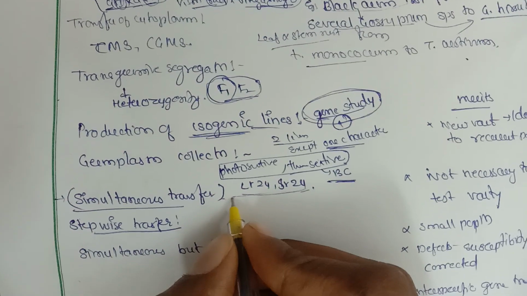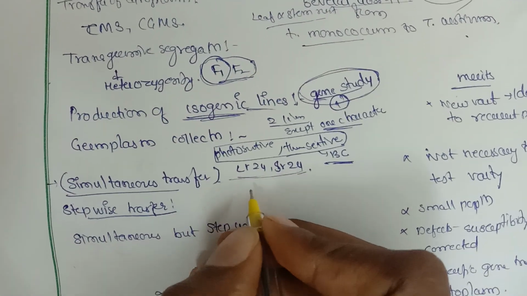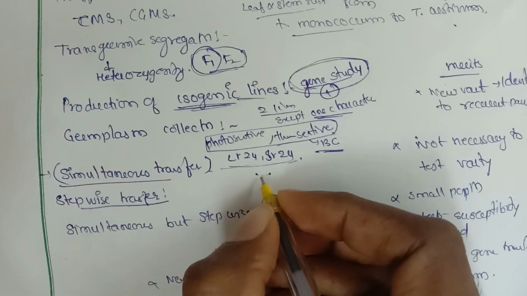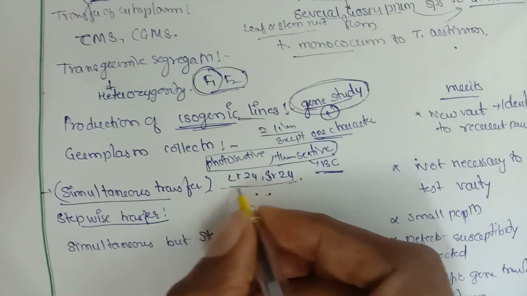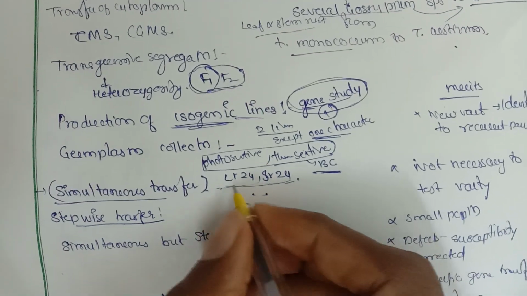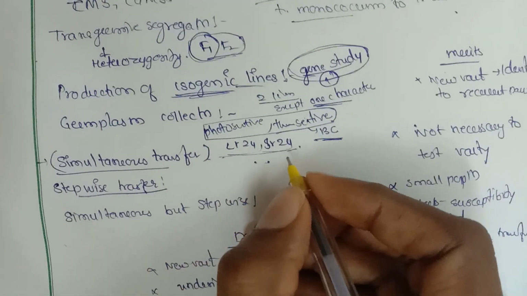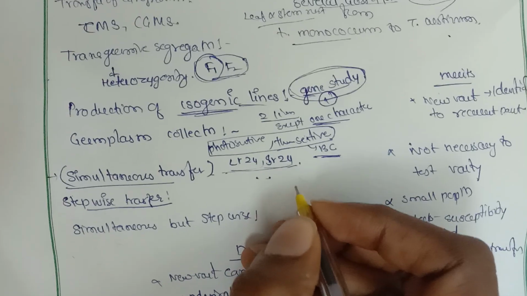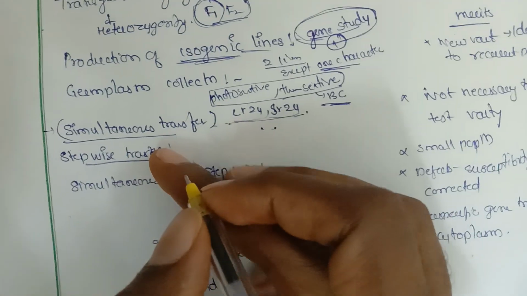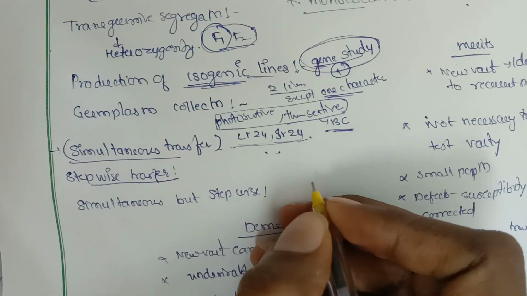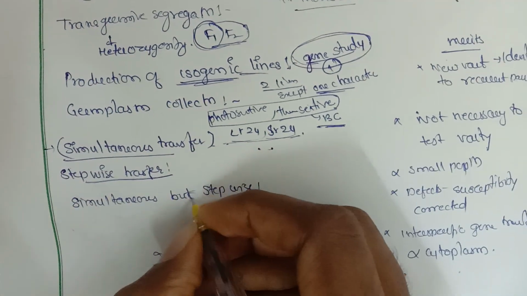The advantage of this method is if there are desirable linkages. If there is a desirable linkage between the two characters, the gene can be transferred easily. Example for the desirable linkage is LR24 and SR24. And if there is an undesirable linkage between the two genes, then stepwise transfer is preferred, as one gene can be transferred once and then another gene.